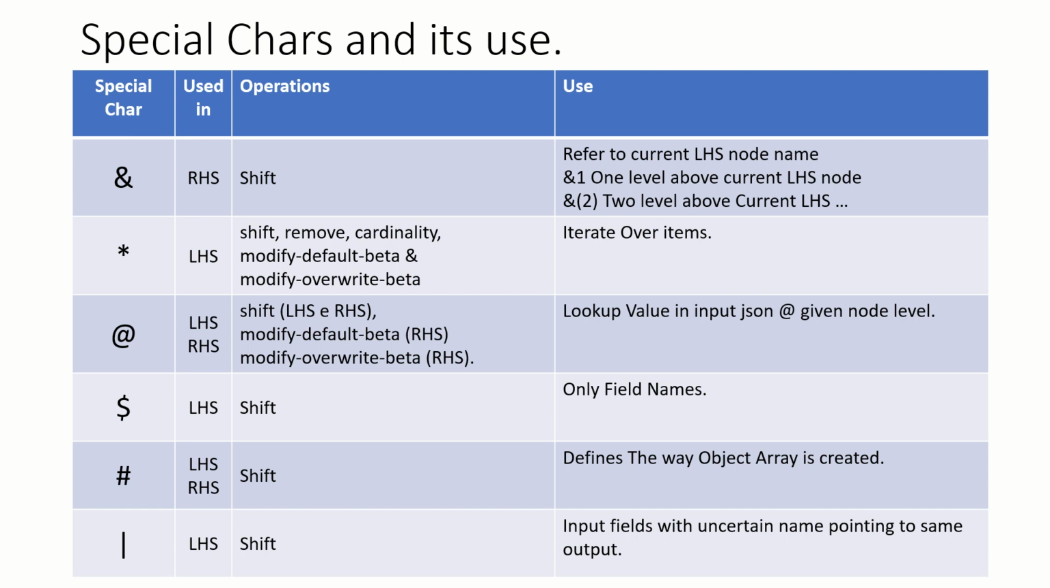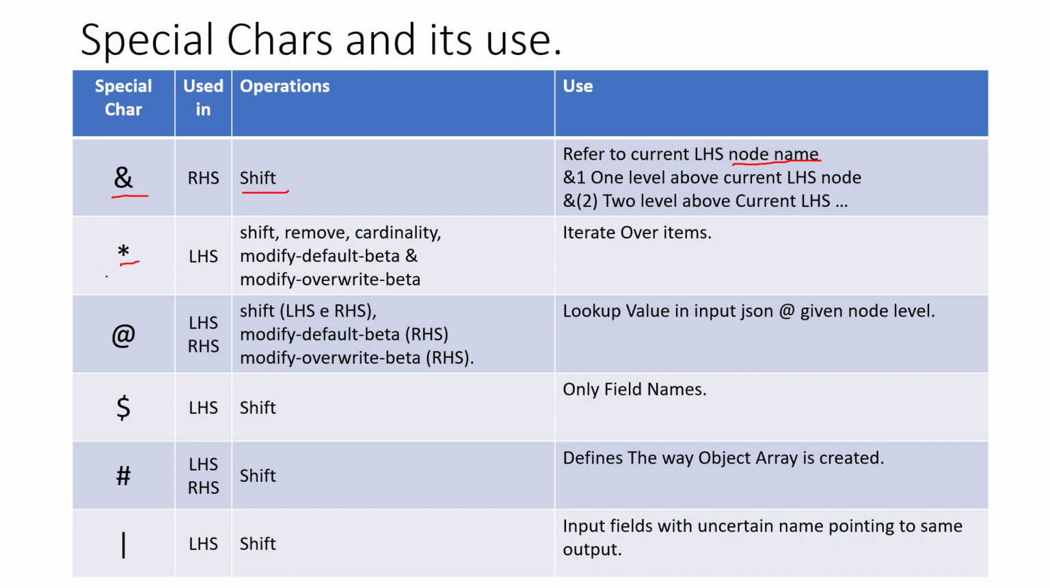So let's recap all the special characters. And means pick up a name on a level 0, level 1, level 2, whatever level. You just pick up a node name and place it and use it in our output. So that can be used with the shift operation.